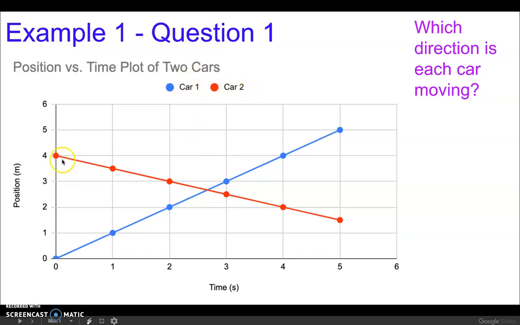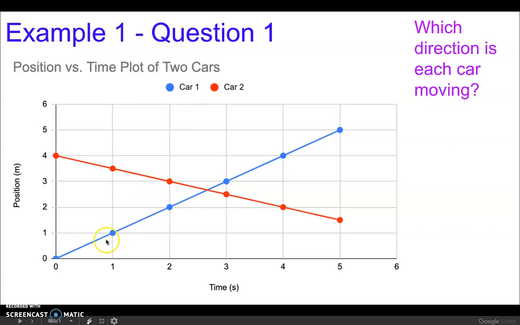So here on this plot, you can see we're plotting the position versus the time, and then we've got two different cars. So we've got a blue car, that's car 1. And then we've got a red car, that's car 2. And again, we're plotting the position and the time. So the first question that I ask is which direction is each car moving?